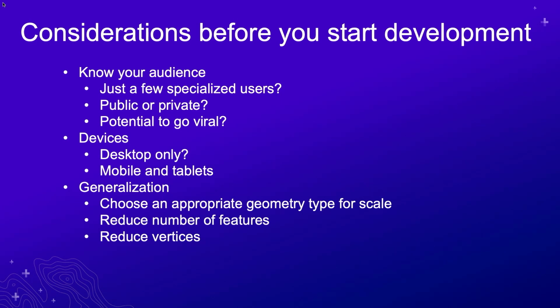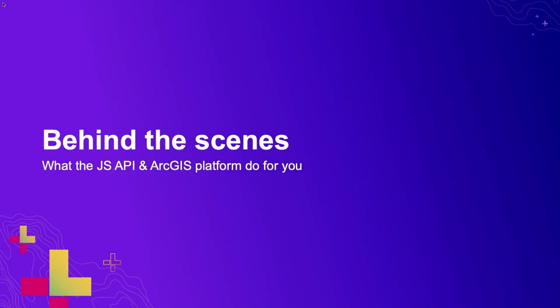Generalization is very important, and Christian's got a lot of good examples of this. From choosing what's the right type of geometry to use, how do you reduce the number of features, how do you reduce vertices. The platform does quite a bit of auto generalization for you, and I'll talk a little bit about that. But in some cases, you may need to go further. Okay, and we'll go behind the scenes. All right, behind the scenes with the JavaScript API.